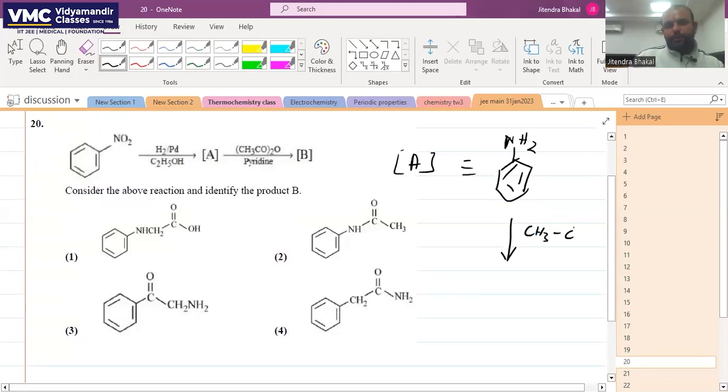CH3, C double bond O, CH3. Now in the aniline, this lone pair of nitrogen will attack on this carbon and this bond will break. So this nitrogen will attach with this COCH3. So option 2 is the answer for this question. Product B is this one.